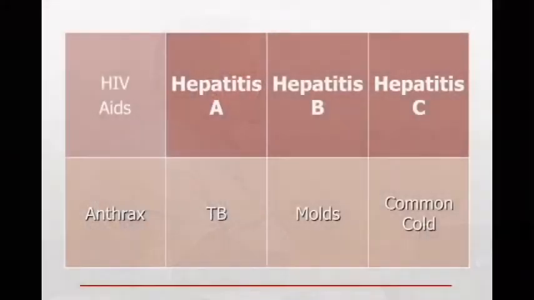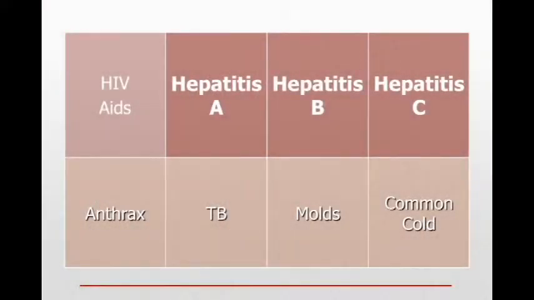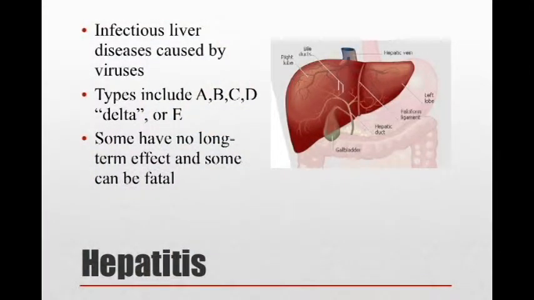Moving on to hepatitis A, B, and C. Hepatitis is an infectious liver disease caused by a virus. Hepatitis simply means liver disease. And there are very different kinds, and for the most part they're not related to each other. There are A, B, C, D, also known as Delta, or hepatitis E. Some have no long-term effect, and some can be fatal.